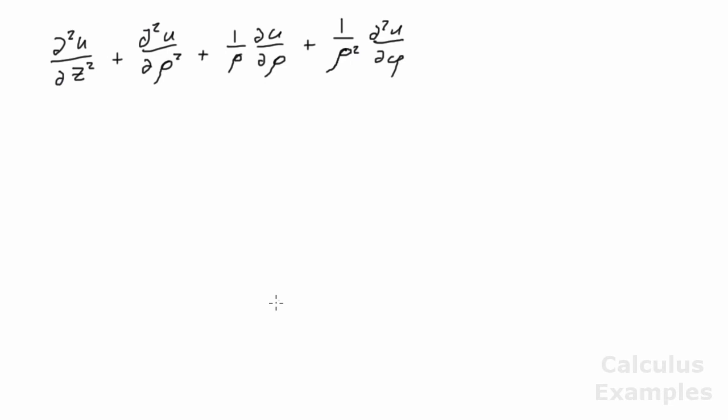So for our final push to the spherical Laplacian, we'll use the cylindrical Laplacian as the starting point. Just to refresh your memory, this was the cylindrical Laplacian. It's the second partial of u with respect to z, plus the polar Laplacian that we initially found. Our first step will be to replace these first two terms with something.